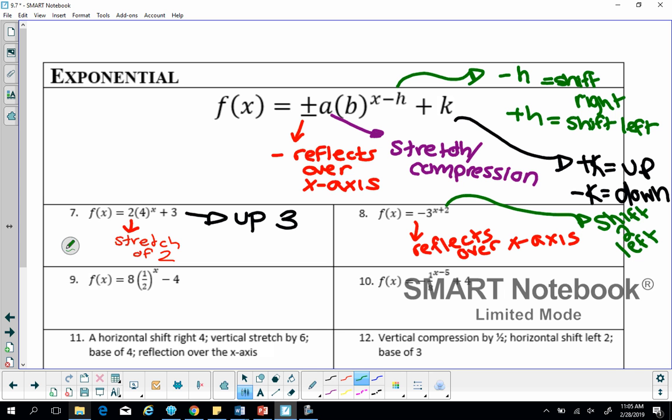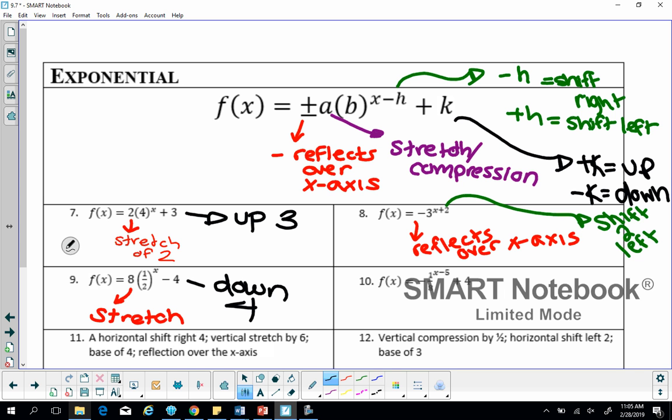Who can do the next one for a brain buck? Zaylin. What's that 8 represent? Stretch. Mm-hmm. And what else? Down. Beautiful. Down 4. That makes sense.